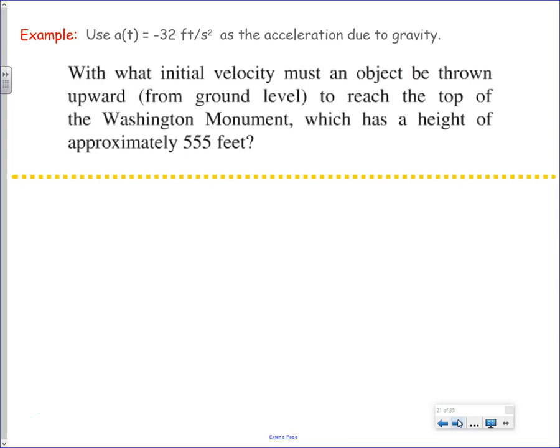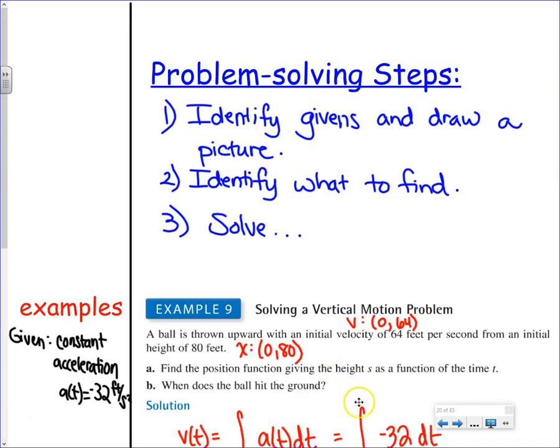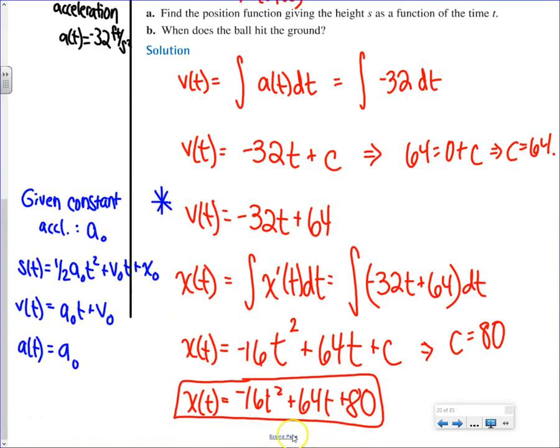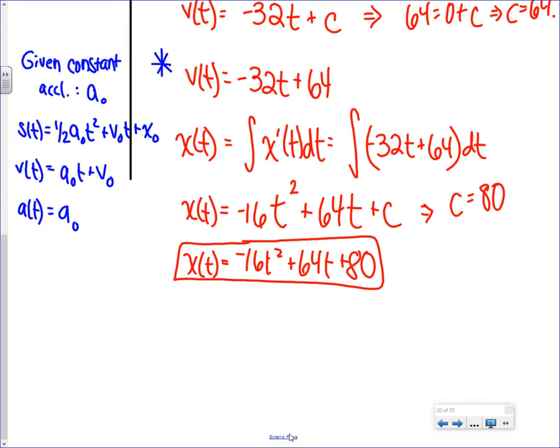We didn't do B. What did B say? When does it hit the ground? You know that clue? Velocity is 0, right? Hit the ground, what's 0? Position equals 0. Remember, things go splat. Objects hit the ground with a velocity, so it's not the velocity that is 0.